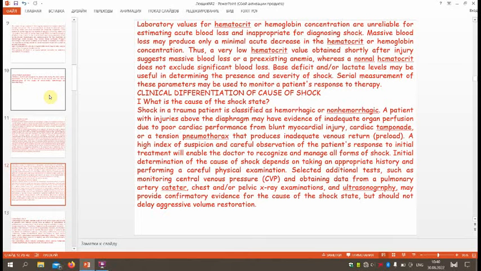Base deficit and/or lactate levels may be useful in determining the presence and severity of shock. Serial measurements of these parameters may be used to monitor a patient's response to therapy.